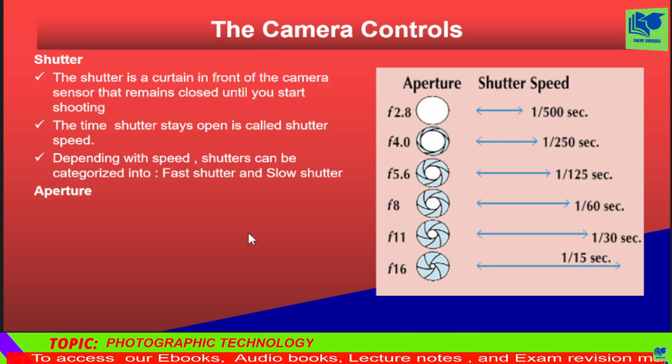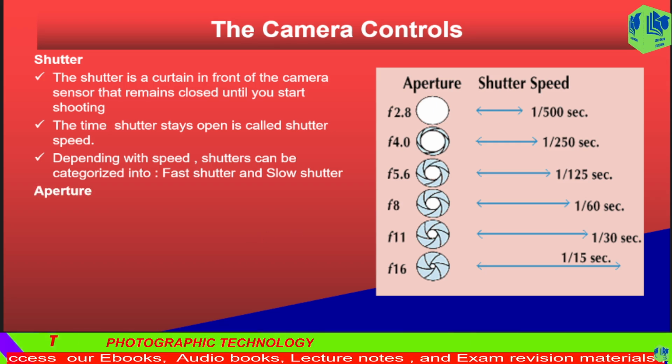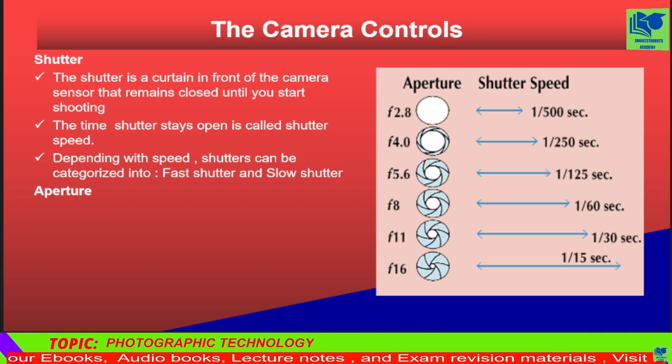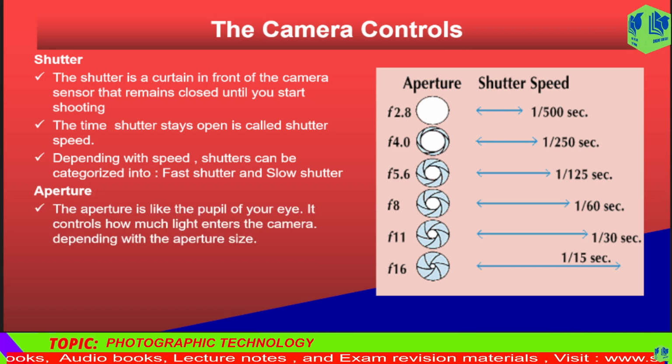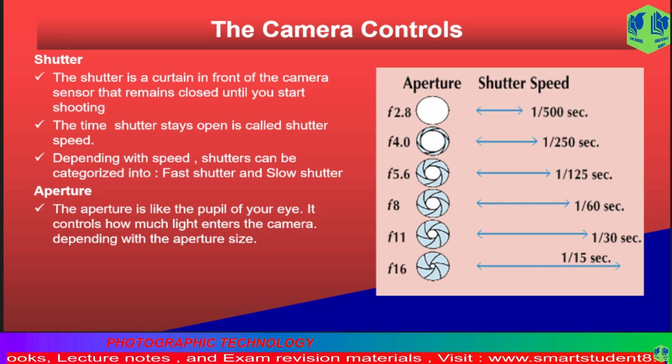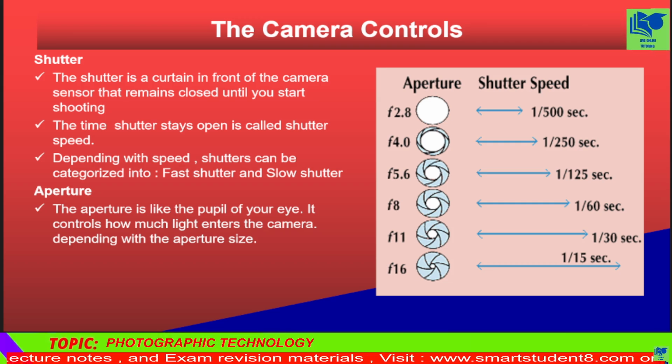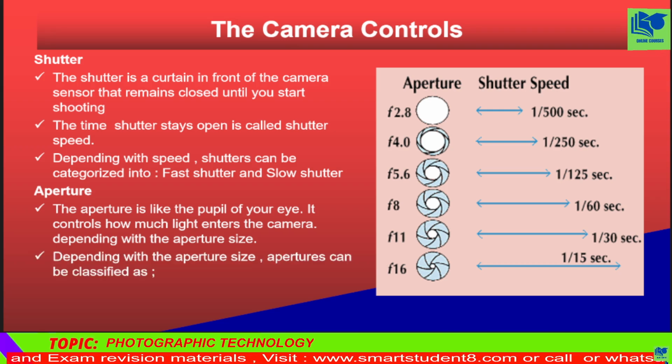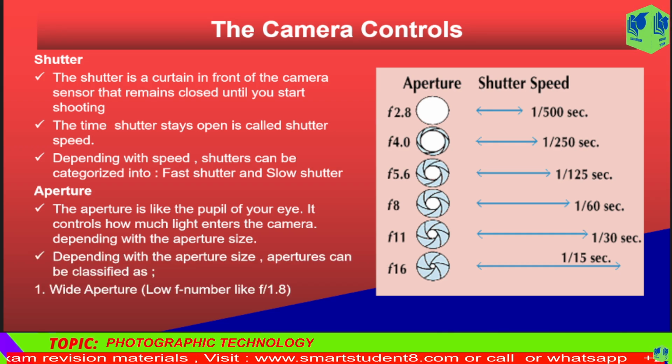2. Aperture. Next, we have the aperture. If the shutter is like your eyelid, the aperture is like the pupil of your eye. It controls how much light enters the camera. Depending on the aperture size, apertures can be classified as 1. Wide aperture, low f number like f/1.8.